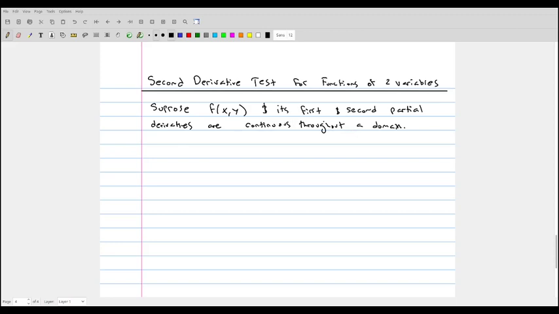specifically, we'll be very specific here, throughout a disk centered around a critical point R naught, which is just x naught, y naught, and is specifically a critical point of type 1, where the gradient of the function at the point is the zero vector. And we have the following four results.